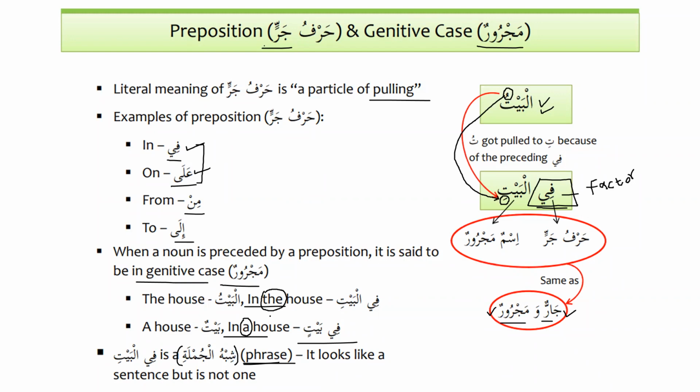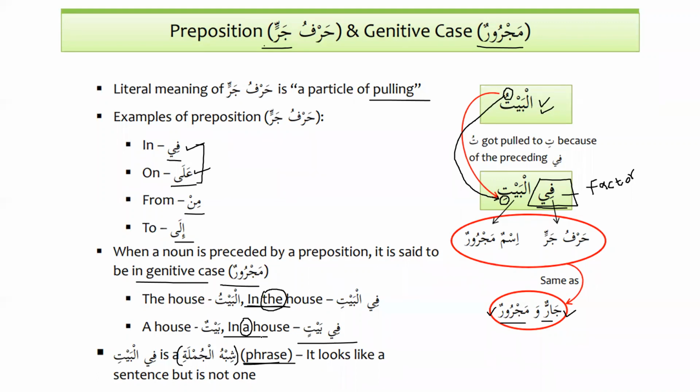When we say fil bayti, that means in the house. And when we say fi baytin, that means in a house. A house means it's an indefinite place. It can be any place. It can be any house.